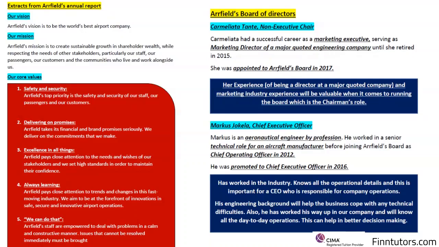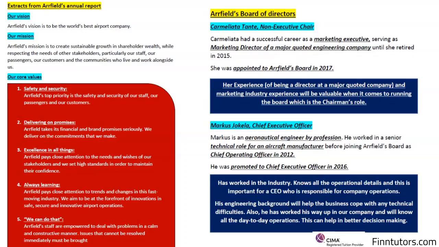Next, our core values. So, the core values of this company are, first, safety and security. Second, delivering on promises. Airfield takes its financial and brand promises seriously. We deliver on any commitments that we make. We want excellence in all things. Quality is going to be key for us, high quality standards.